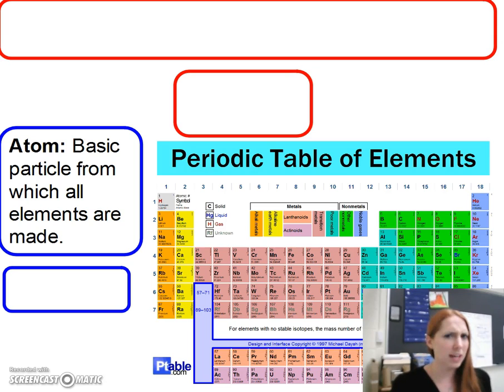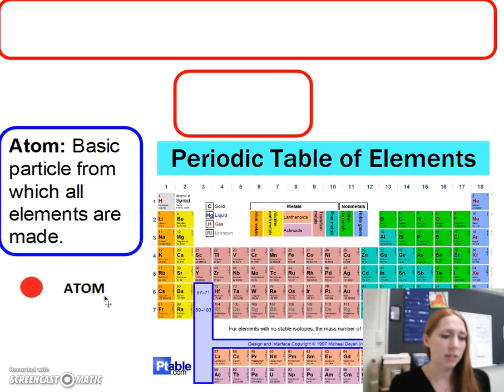Atoms. Hopefully atoms are reviewed from 6th grade, but just in case. Atoms are the basic particle from which all elements are made. So elements being one of these things from our periodic table of elements, atoms are the basic unit of matter. Visually, we can represent this by a red circle. This is our single atom.